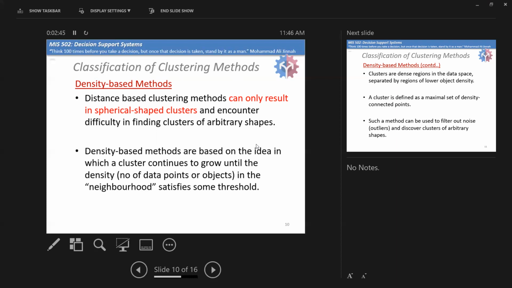So to deal with such situations, we use what are called density-based methods. Distance-based clustering methods can only result in spherical shaped clusters, and struggle in finding clusters of arbitrary shape. Density-based methods are based on the idea that clusters continue to grow until the density in the neighborhood becomes thin. You start somewhere and see a crowd, and you keep watching how this crowd develops until the density becomes less.